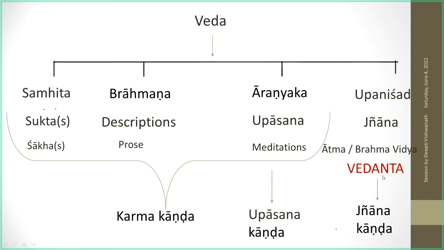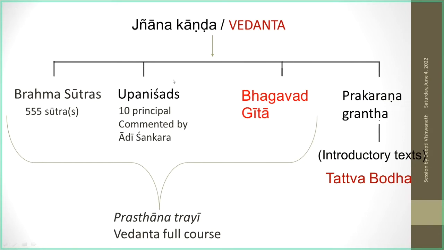So that portion is called Jnana Kand. Upasana portion is called Upasana Kand. And Samhita and Brahmanas, because they deal with rituals, is called Karma Kand. Upasana Kand is also not a separate section there. It is included in the Jnana Kand. So a lot of Upanishads will have Upasanas, but they will not mention much about Karma. So finally, it almost boils down to Karma Kand and Jnana Kand. Jnana Kand is Vedanta. Then quickly, what is that in Vedanta?